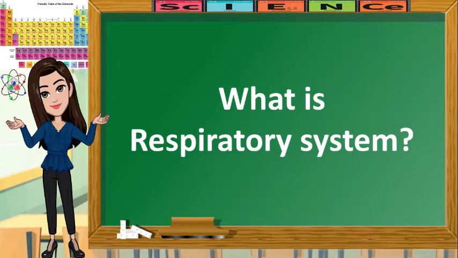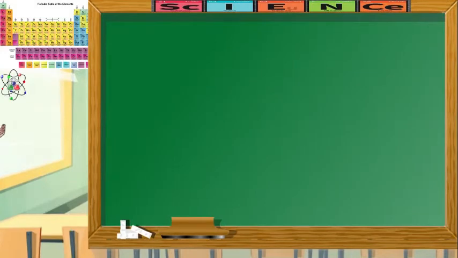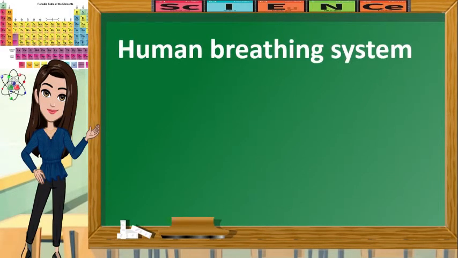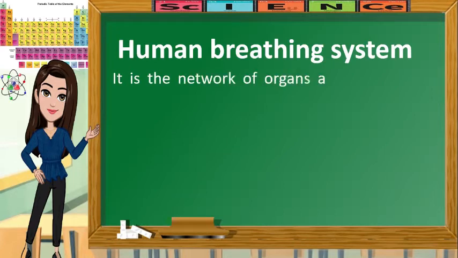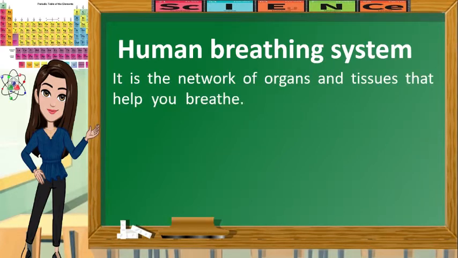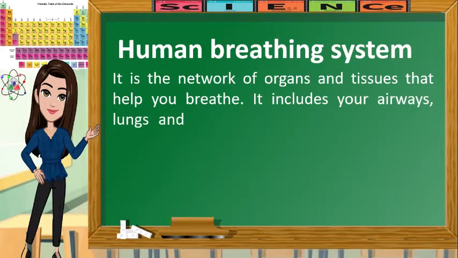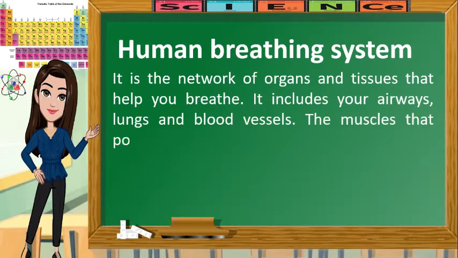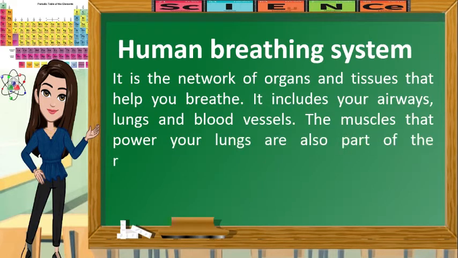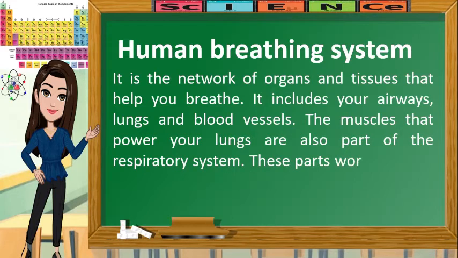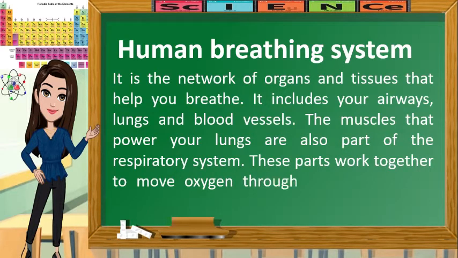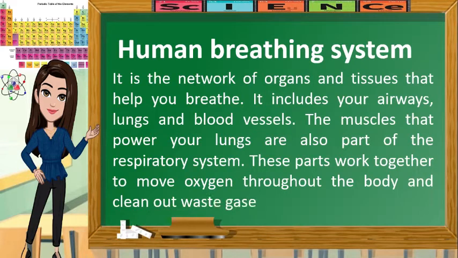What is the respiratory system? The respiratory system is also known as the human breathing system. It is the network of organs and tissues that help you breathe. It includes your airways, lungs, and blood vessels. The muscles that power your lungs are also part of the respiratory system. These parts work together to move oxygen throughout the body and clean out waste gases like carbon dioxide.